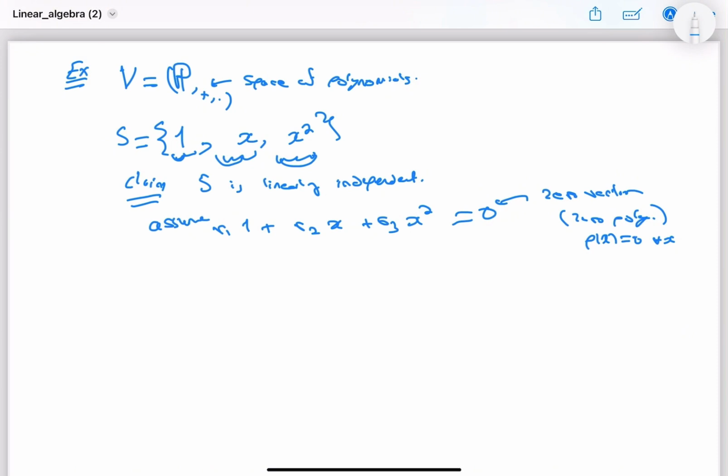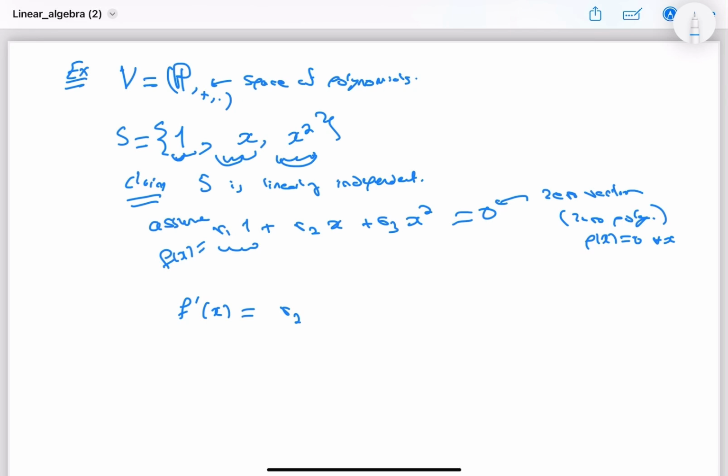However, this is clear. Why is this clear? Let's see. Let's call this polynomial f of x, okay? And let's take the derivative of f. What's the derivative of f? Well, the derivative of f is equal to... the r1 will disappear. So this will disappear when we take the derivative with respect to x.